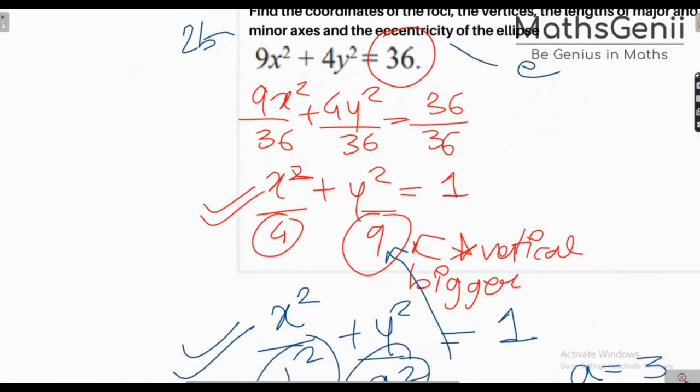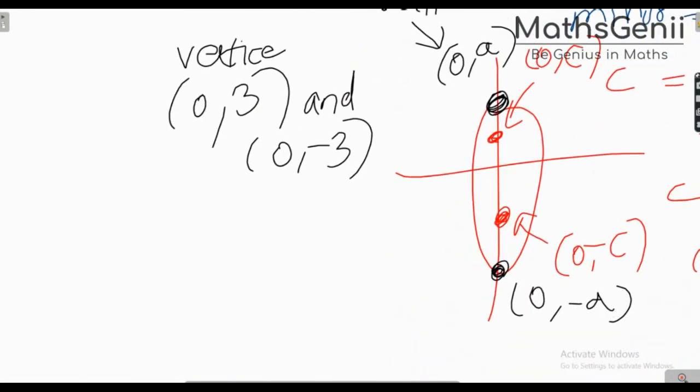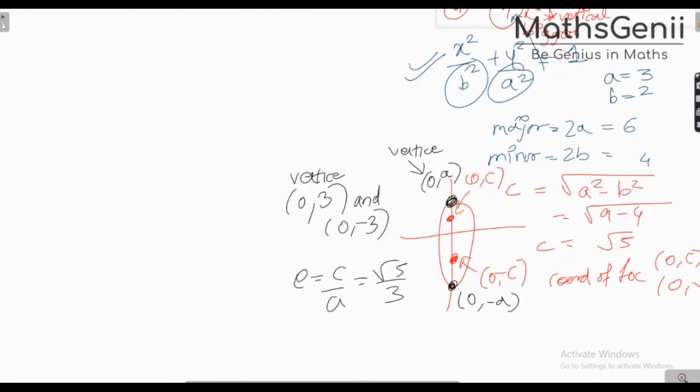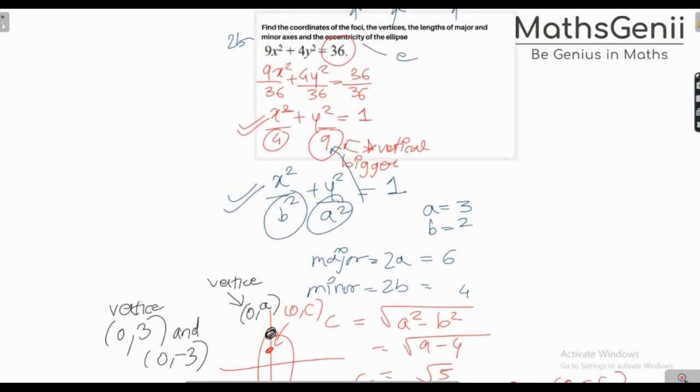Then eccentricity, the last part remaining. Eccentricity is nothing but c upon a. Your c was root 5 and your a was 3. So, students, we are done with a lot of things here, and I will see you in the next video on hyperbola. Stay tuned and keep practicing.